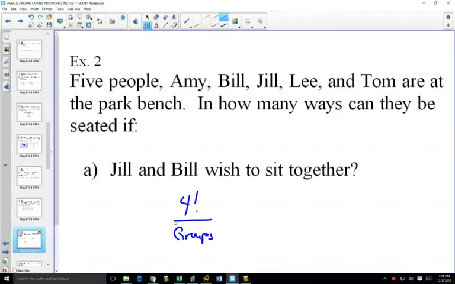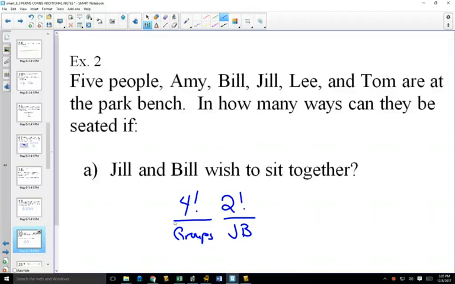So we start deciding how we're going to arrange the 4 groups: the Tom, the Lee, the Amy, and the Jill Bill. Okay, so it'd be 4 factorial ways to decide that. Then you look at each individual group. Of the 4 groups, only Jill and Bill could decide to hold left hand, right hand, or right hand, left hand on the park bench. So there would be 2 factorial ways of arranging them.